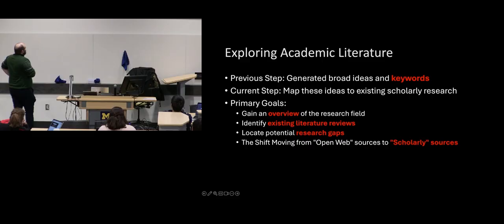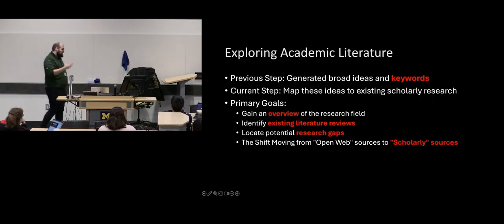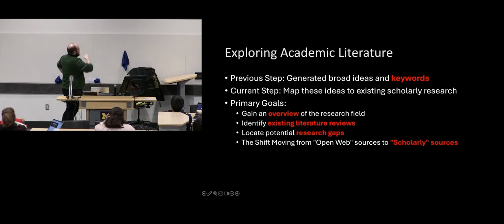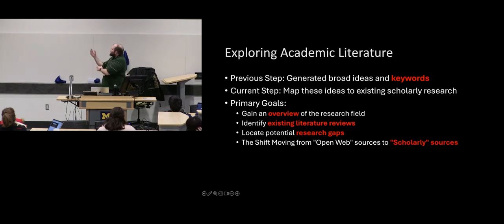Another goal might be to find research gaps, right? Maybe you have this idea, you think it's a research gap, but you have to verify it. And the best way to do that is through a literature review. And then you want to move from those open web sources, like ChatGPT, which are trained on the open web, to more scholarly sources. We want to start really focusing in, rather than this broad swath of training data that we don't know where it's coming from. Now we want to start focusing in on real academic scholarly sources.